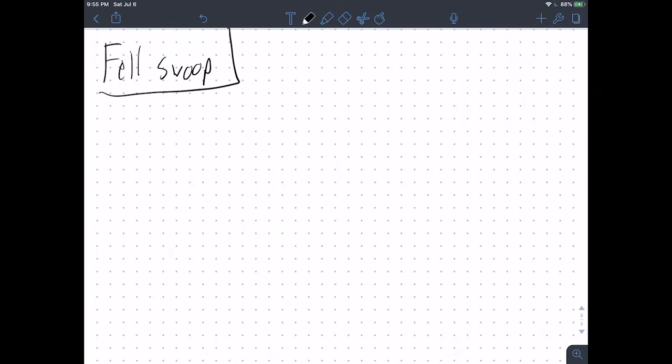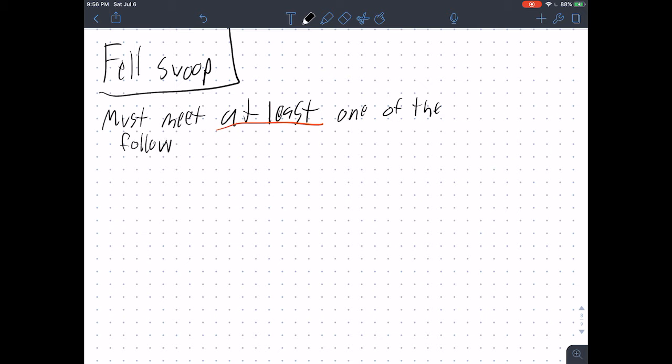Okay, fell swoop. So all this is a shortcut. It's a shortcut for doing truth value analysis on a certain subset of schemata. It only applies to conditionals. So in order to apply fell swoop, the schema that we're testing must meet at least one, as in it can meet both, and that's perfectly fine, at least one of the following conditions.